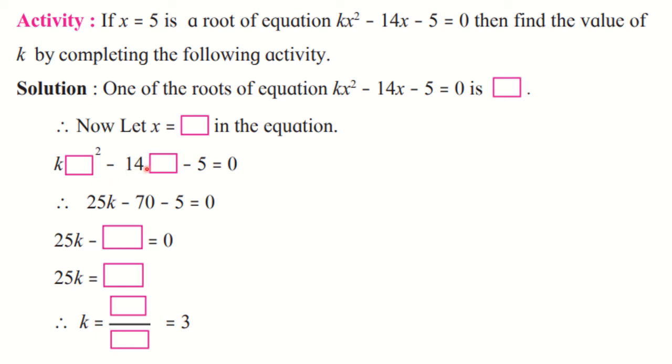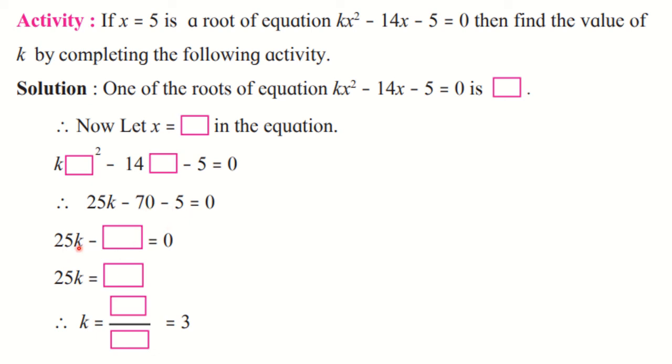Then 14 into 5 is 70, but the minus sign is outside, so minus 70 and minus 5 as it is. Now here the box is given very clearly, you have to add them. See, minus 70 minus 5. So here you will get minus 75. 70 plus 5 is 75. Signs are equal, so we are adding the numbers.